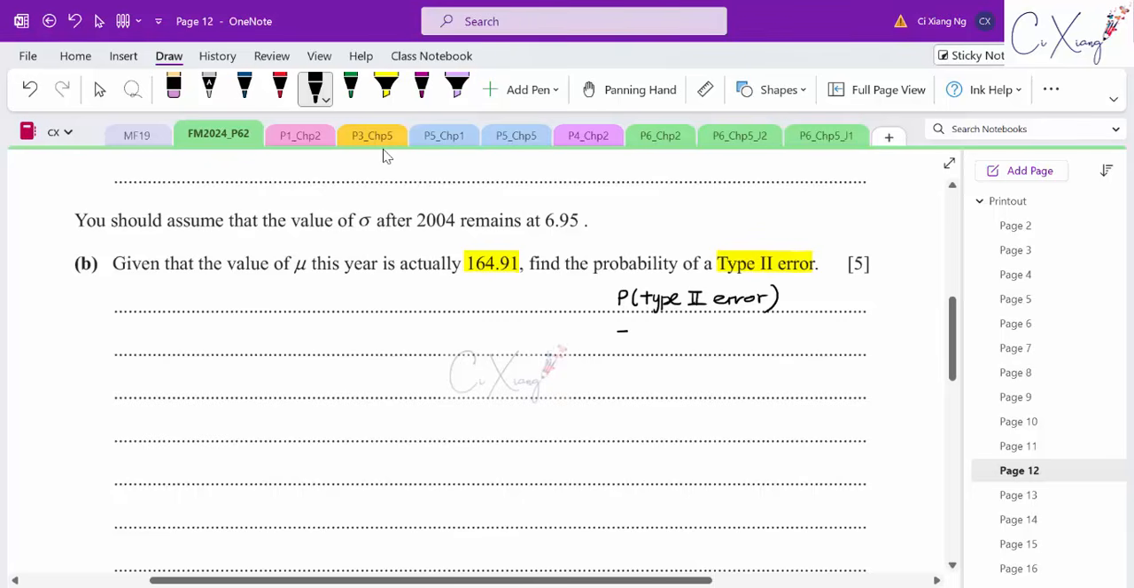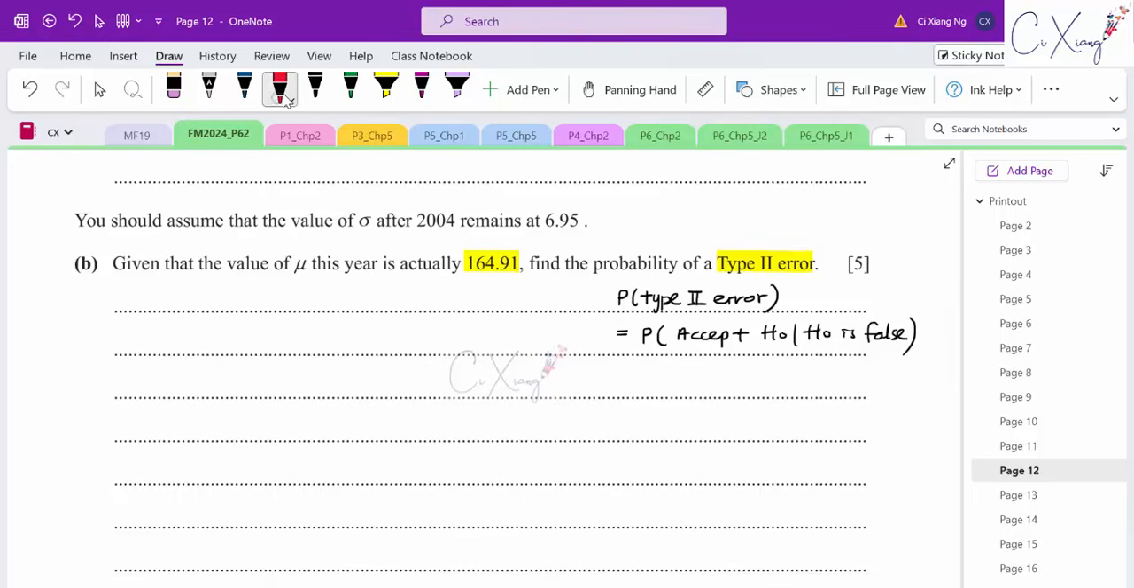So the type 2 error definition means that we accept the null hypothesis when the null hypothesis is false. We accept something that is not true. Accepting the null hypothesis means you need the acceptance region. How can we find the acceptance region? First of all, we want to find the rejection region.